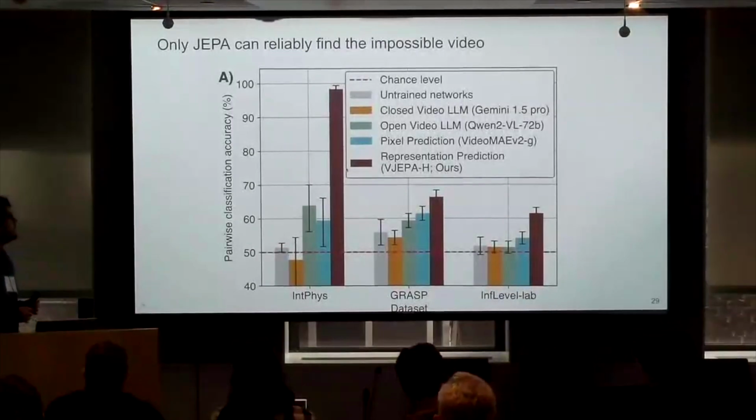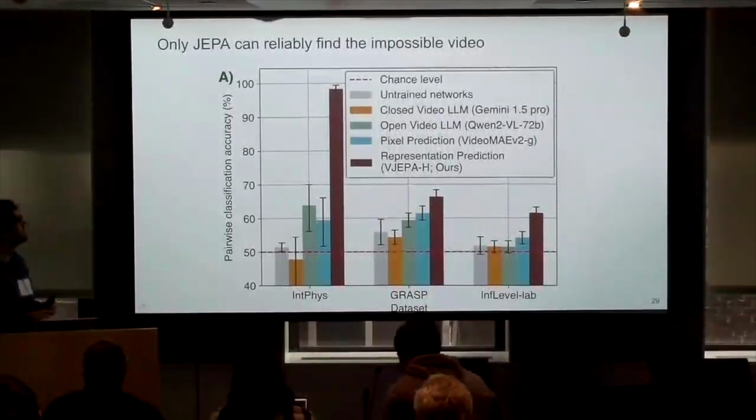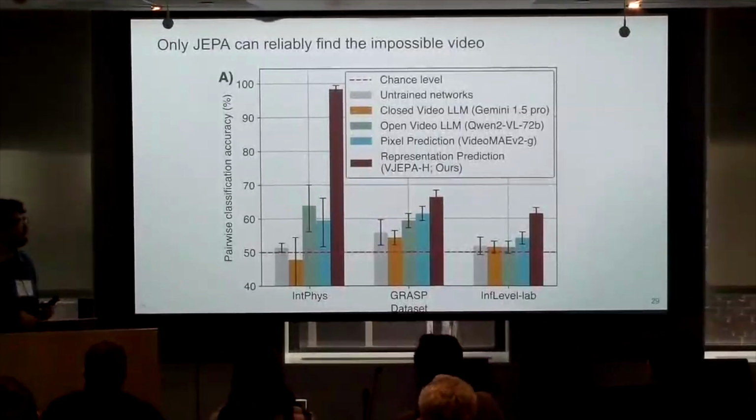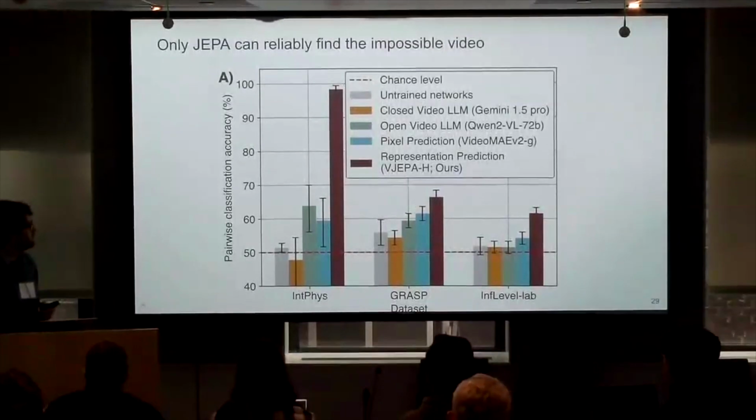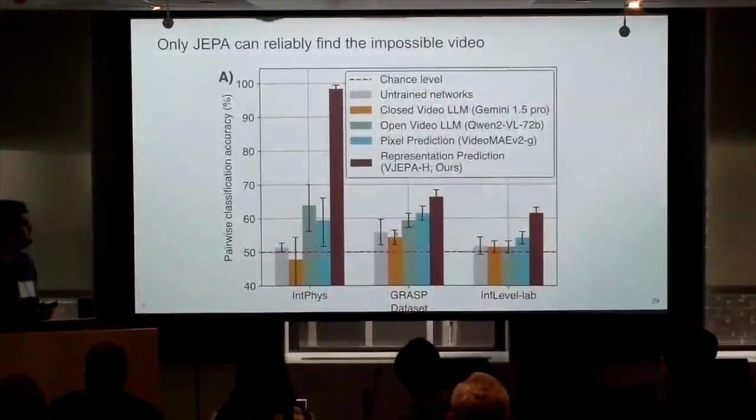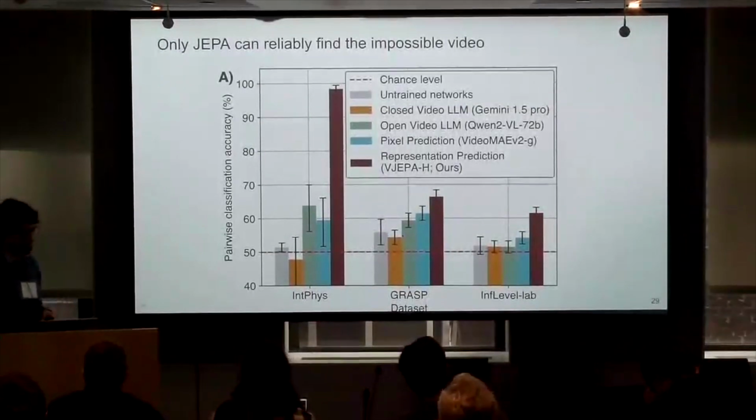And so what we see in this plot is that only latent-level prediction can have some kind of reliable understanding of intuitive physics. It's pretty good on InFiz, and then decreases for the other datasets, but it's already much better than random. While it's not totally clear for the other approaches, especially the VLM type of approach, whether they have significant understanding of intuitive physics.